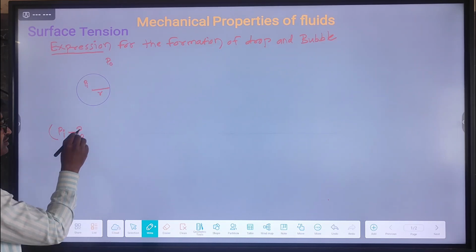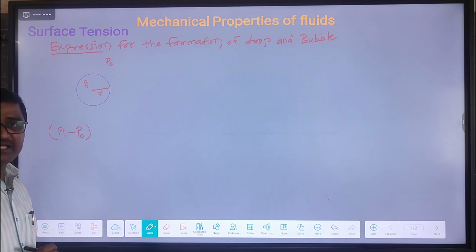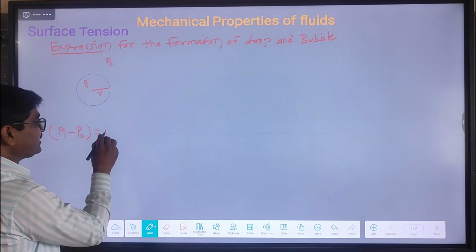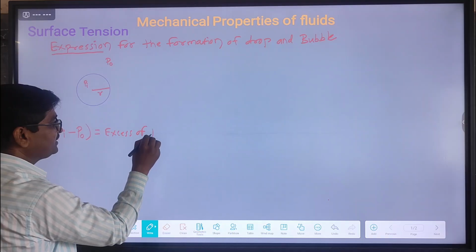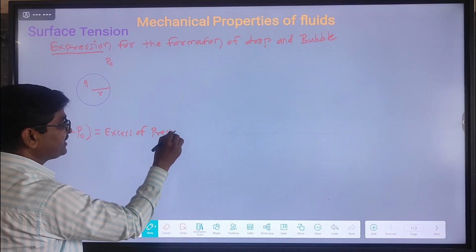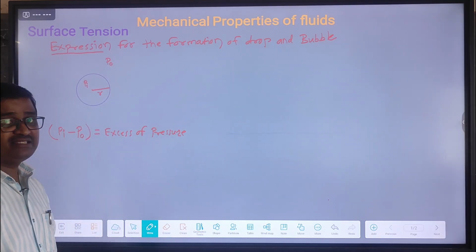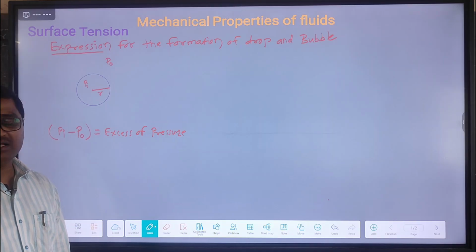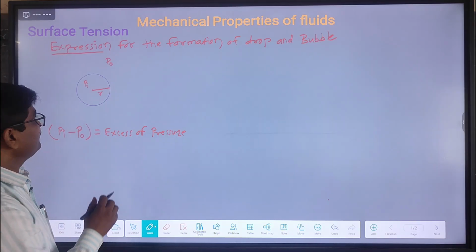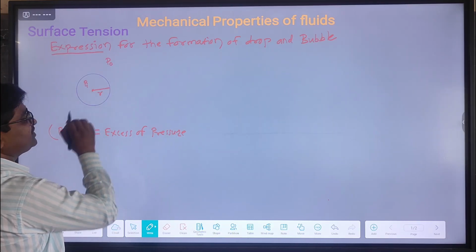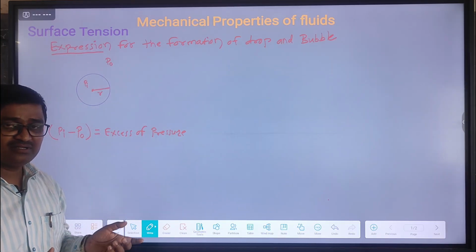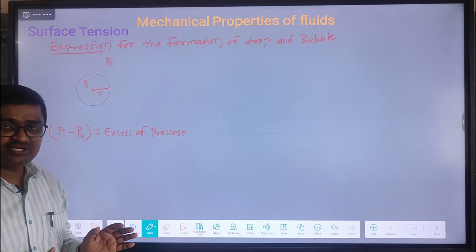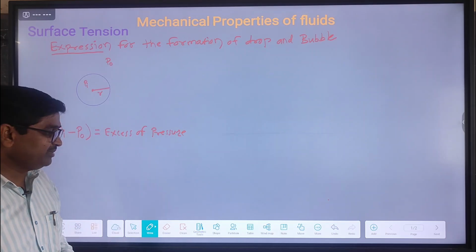Their total change in pressure will be denoted by Pi minus Po. Such a change in pressure is called excess of pressure. If the inside pressure is higher and the outside pressure is lower, then the inside pressure increases for the drop, and normally the radius will change because the inside pressure is large.